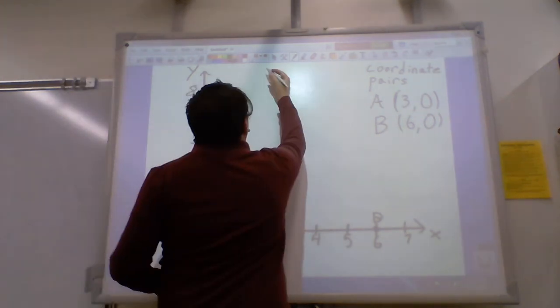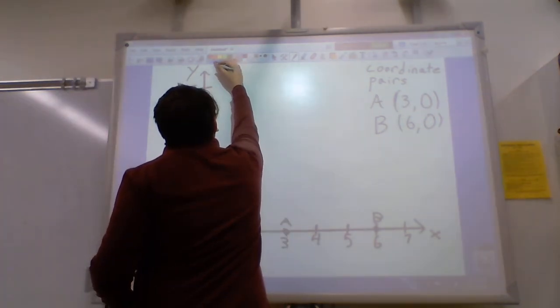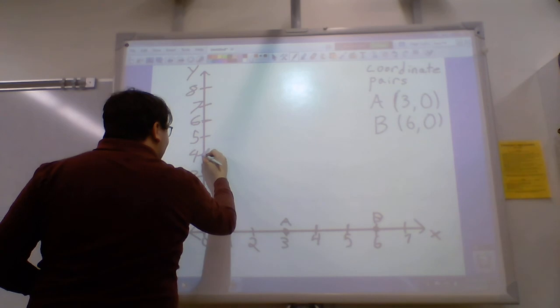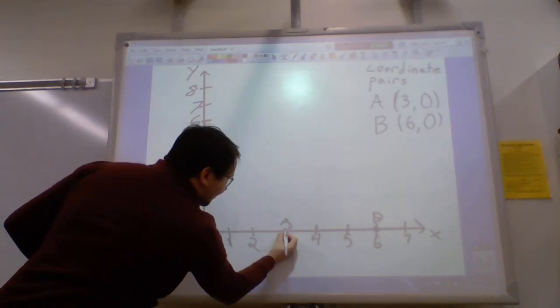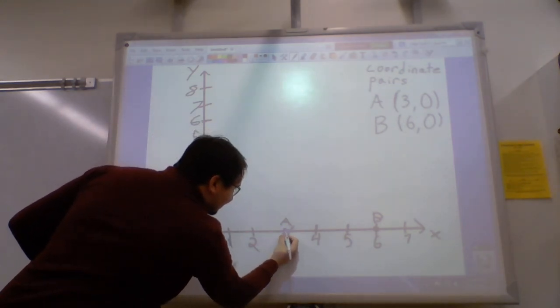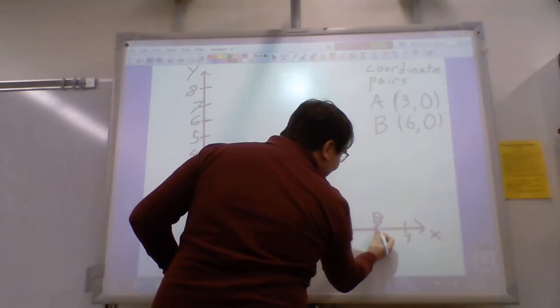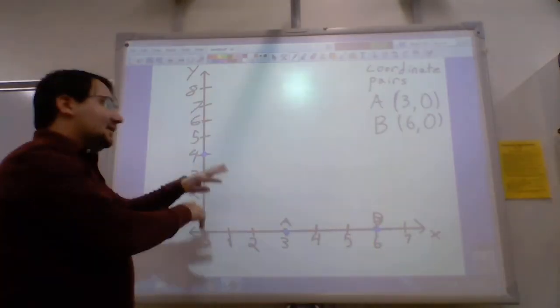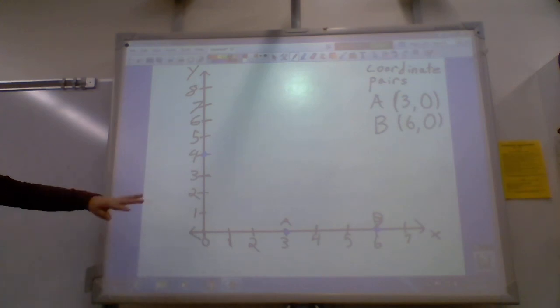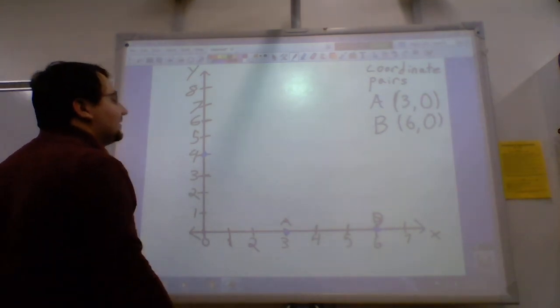I'm going to make this a new color. I'm going to go blue. I'm going to change all of my points to blue just so that we can see them and so that we know that these aren't just random points on the line. They're actual points that have some meaning to us.